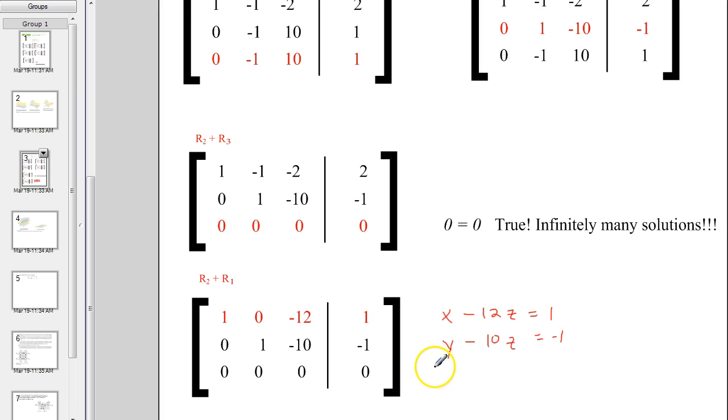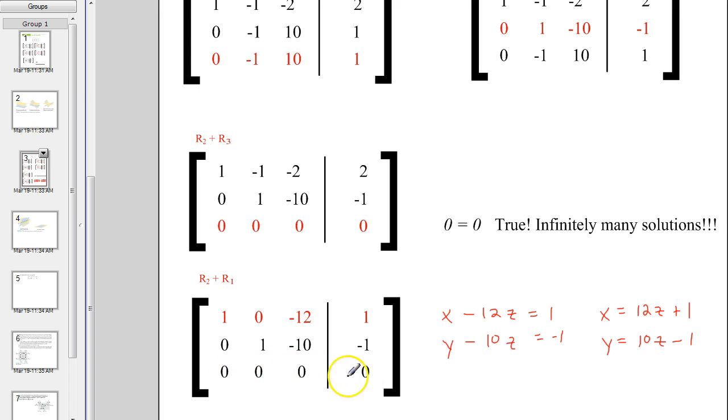Now, what we want to do with these two equations is solve them for x and y respectively. So I'm going to say this is x equals, and then move this 12z over by adding it over. So I have x equals 12z plus this 1. I'm just adding 12z to both sides of this equation. And then here I add 10z to both sides to get the y by itself. So I get y equals 10z minus 1. And what I've done is I've shown how x and y can be found if I know z.